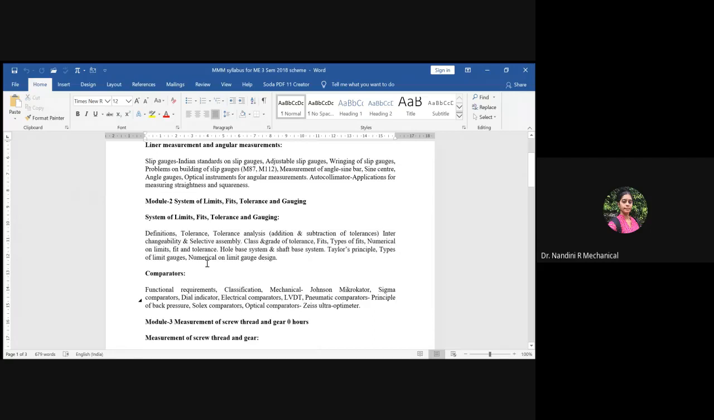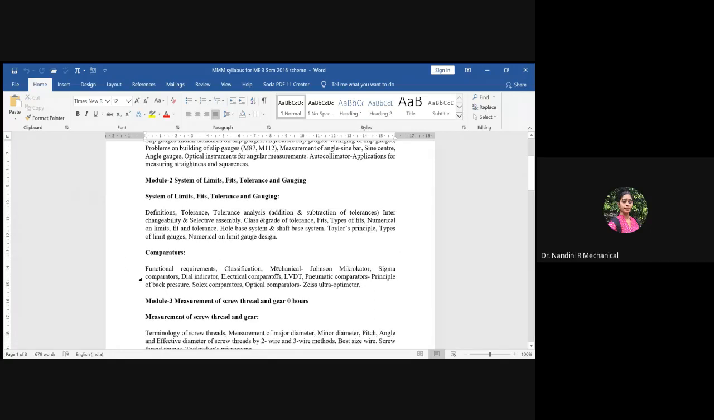So the next part was related to the comparators. In comparators we dealt with what is the main application of comparators, why it is used, what are the functional requirements, how the comparators are classified, right? Under the classification we had mechanical comparators. Under that we studied the Johansson Mikrokator comparator, Sigma comparators, dial indicator.